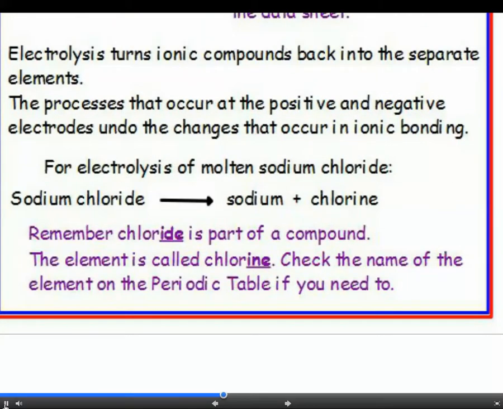Electrolysis splits up compounds into the elements that make them up. When stating what will be made, don't forget to change the end of the name of the negative ion from "ide" to "ene". "Ide" at the end means that it's part of a compound. "Ene" means that it is the element. And if you really aren't sure of the name of the element, you can look it up on the periodic table, because some, like oxygen, don't end in "ene".